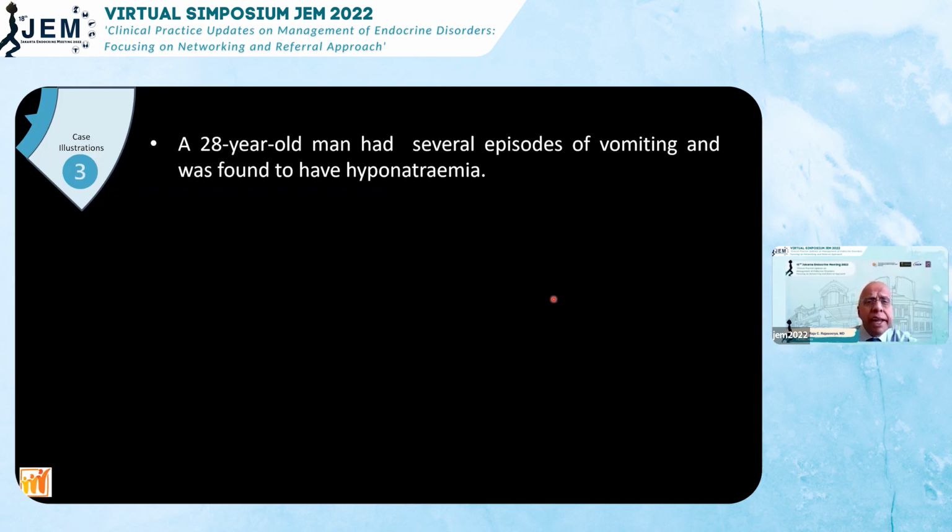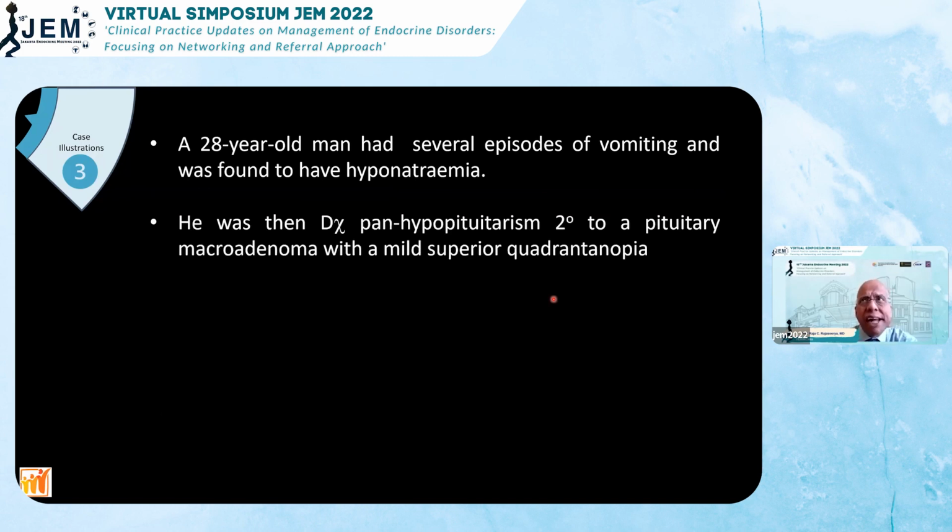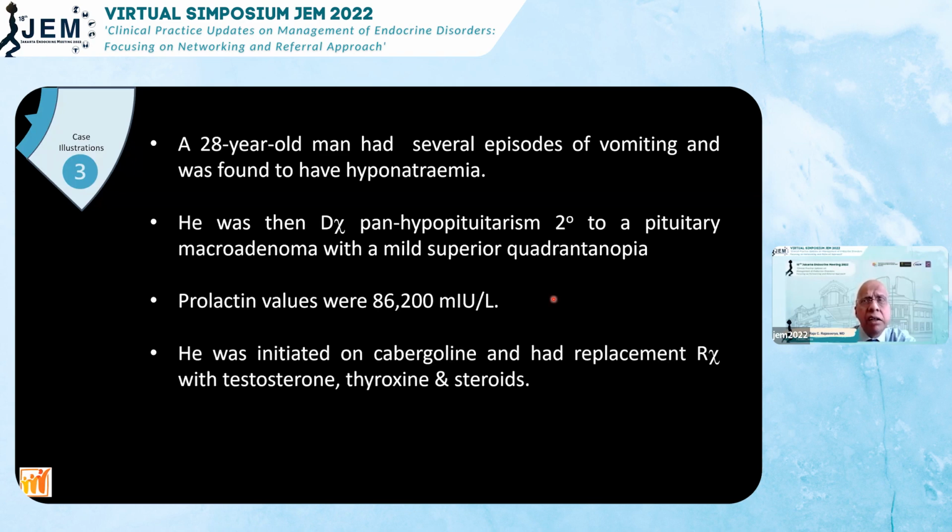This was a 28-year-old man who presented with several episodes of vomiting. We found him to be hyponatremic. He was then diagnosed to have panhypopituitarism. He had a 3 cm pituitary macroadenoma with quadrantanopia. His prolactin levels were very, very high, normal being less than 500. He was initiated on cabergoline.